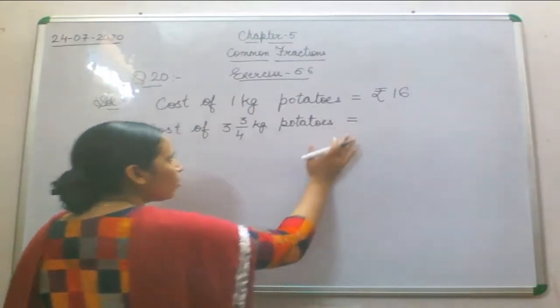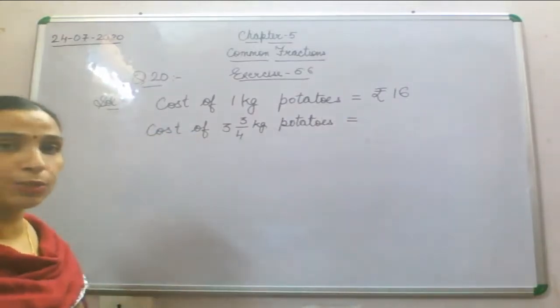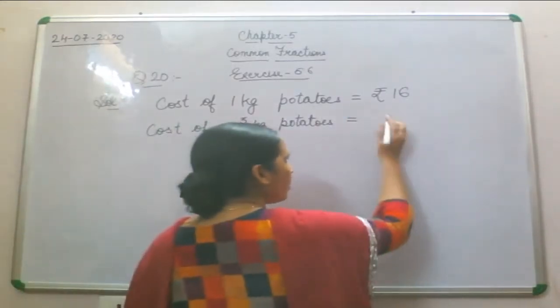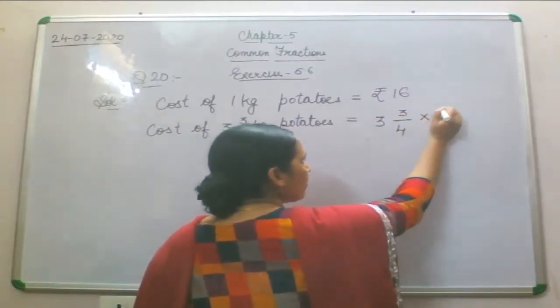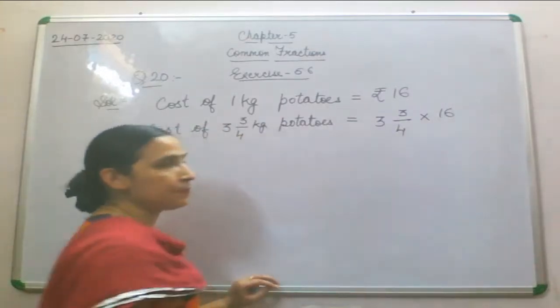So let's find it out. 3 by 4 kg potatoes. So how will we do it? We'll do it with multiplication. 3 by 4 will be multiplied by 16.